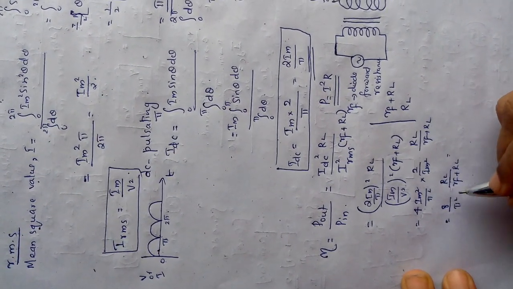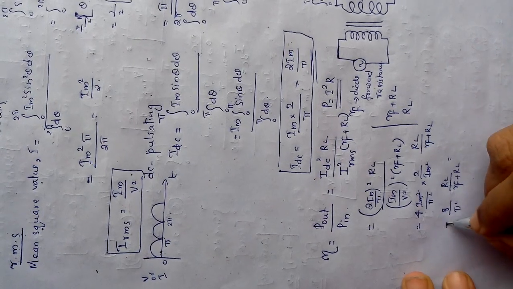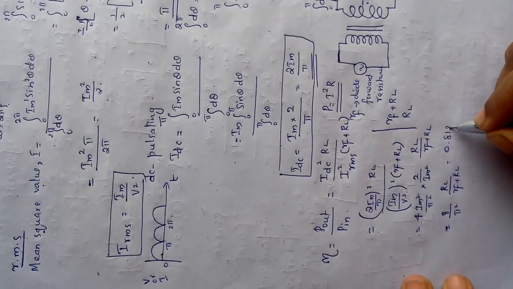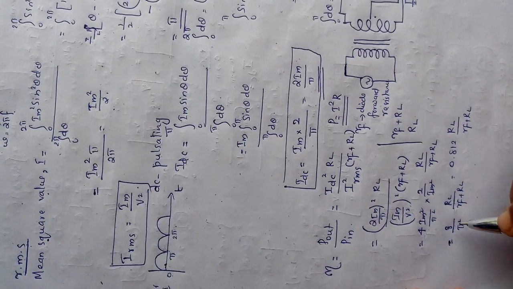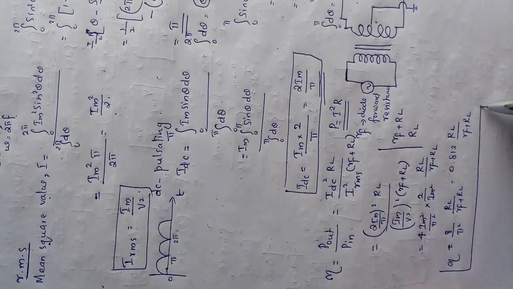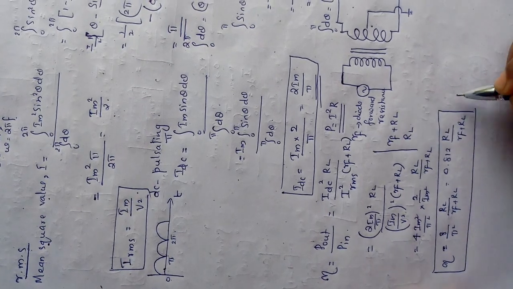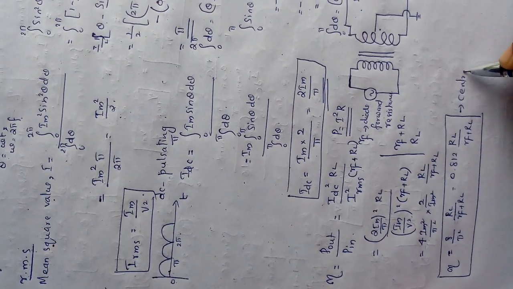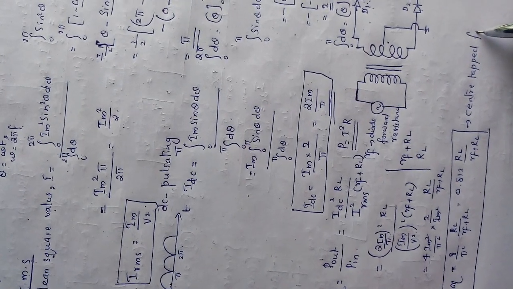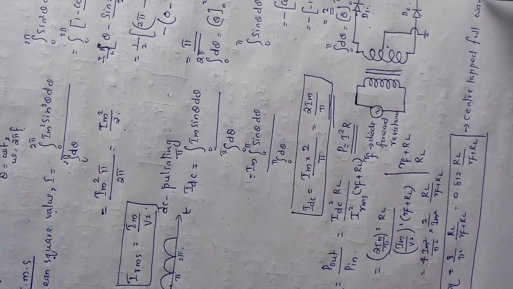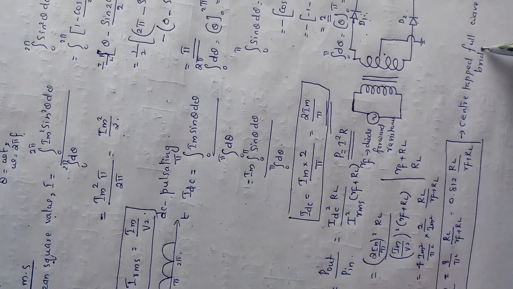We evaluate 8 by pi square, and the value is 0.812. So 0.812 into RL by RF plus RL. This is the expression for efficiency in the case of a center tapped full wave rectifier, and the bridge rectifier.